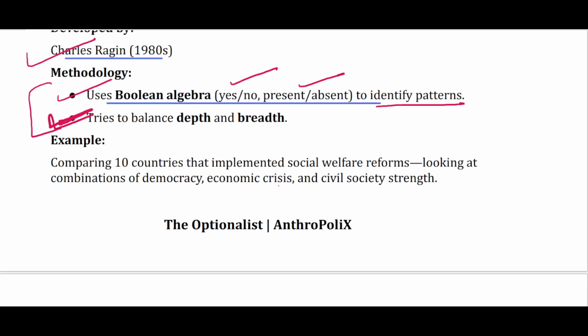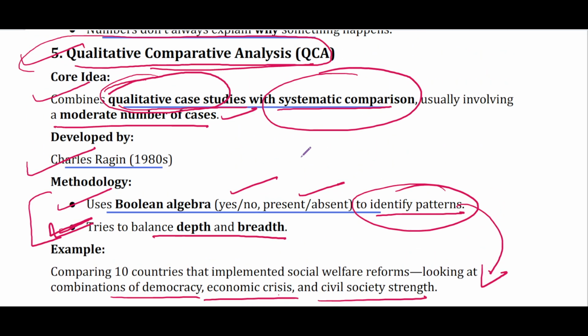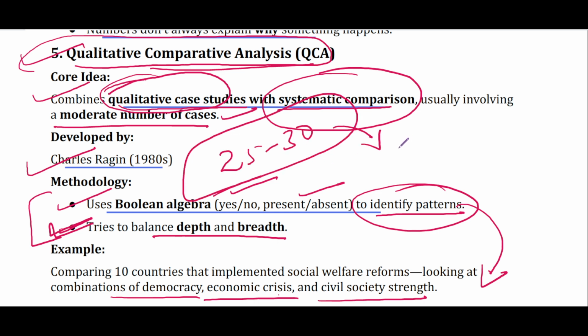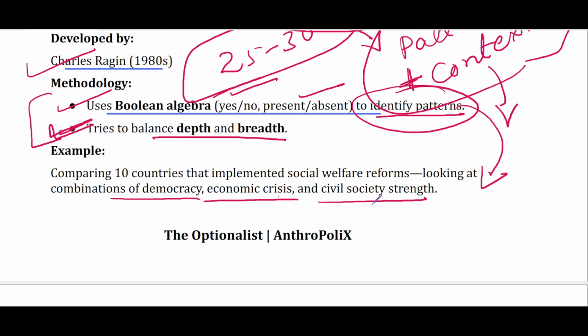And then such patterns are balanced at depth and breadth. In other words, such patterns are correlated with other contextual factors like democracy, economic crisis, and civil society strength. So in other words, कुछ moderate number of cases हैं, like 25 to 30 countries, they are studied. First, जो statistical data है, उसको study करके the patterns are found. Then those patterns are studied with the contextual factors, जैसे case study में करते हैं. Then उन दोनों के basis पे the final outcome is arrived at.